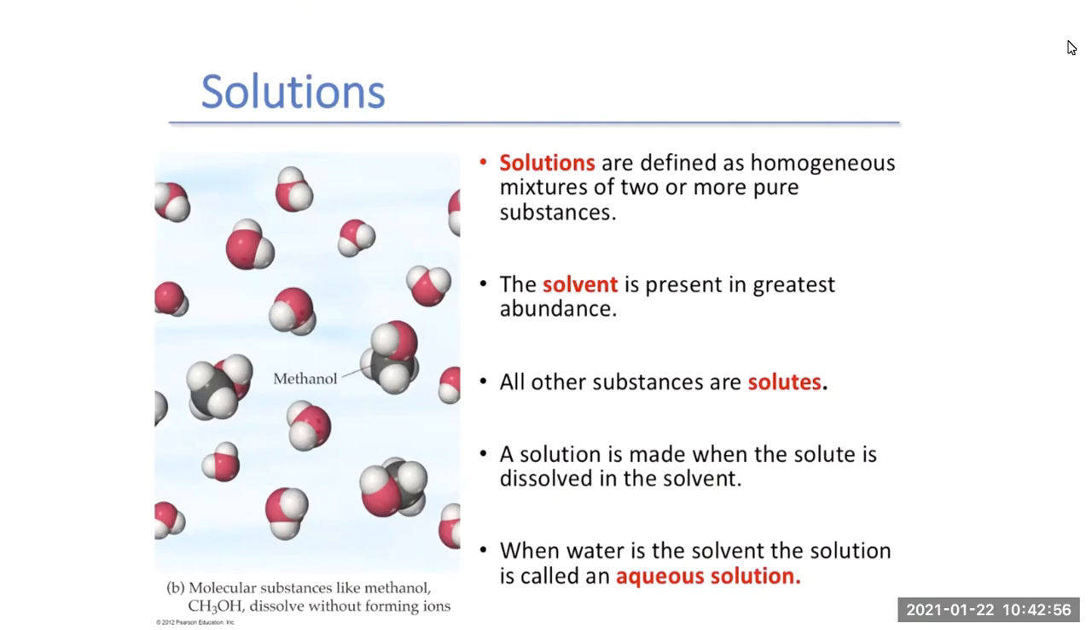And within that mixture, we have a solvent and a solute. The solvent is the one that is present in the greatest abundance. Everything else is a solute. And we always make a solution by dissolving the solute into the solvent. One important note: when water is the solvent, we call that an aqueous solution. And a lot of the time in chemistry, we use aqueous solutions when we're doing our reactions.